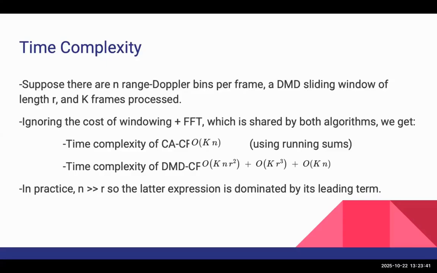Like I said, it might be 1,000 by 1,000 or something per frame. And you might have like 3 of these consecutive sliding windows that you're taking for the DMD. So generally n is much greater than r. So the leading term dominates, and basically you get big O of k n r squared. So this is going to be slower than CA-CFAR by a factor of approximately r squared, where r is the number of consecutive frames that you take for the DMD.